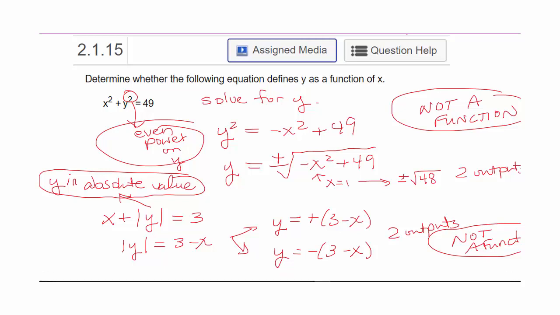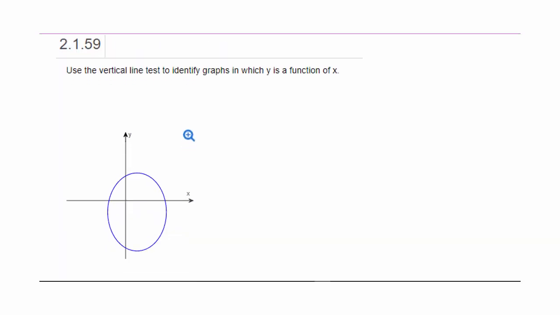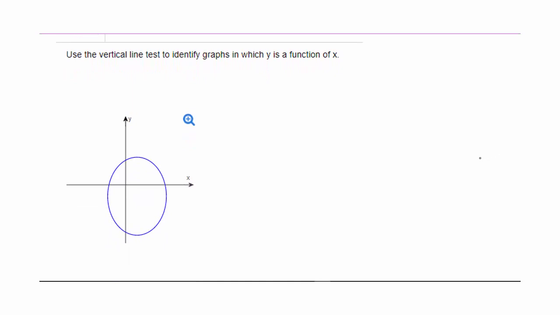Now let's talk about what if our relation is given to us not as a list of ordered pairs or as an equation, but as a graph. If we have a graph, then we're going to use something called the vertical line test. Let me explain visually what it means before I write it out in words. Here it says, use the vertical line test to identify graphs in which y is a function of x. What I want you to think about is the input and the output idea.